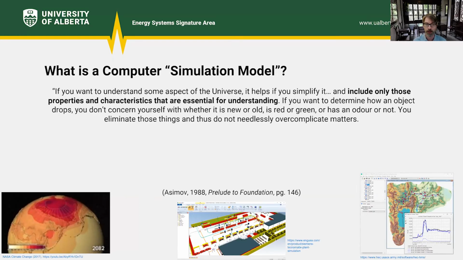Now, some of you may ask, what is a computer simulation model? Well, here's a definition I like. This is from science fiction, from Isaac Asimov. He wrote back in 1988, if you want to understand some aspect of the universe, it helps if you simplify it and include only those properties and characteristics that are essential for understanding.